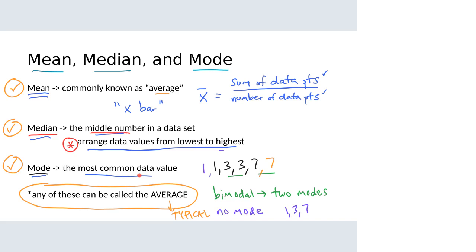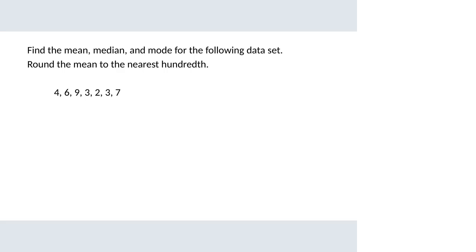Okay, let's look at a data set. Find the mean, median, and mode for the following data set. Round the mean to the nearest 100th. So we've been given this data set, and our job is to find the mean, the median, and the mode for this data set. We'll just tackle those in order.